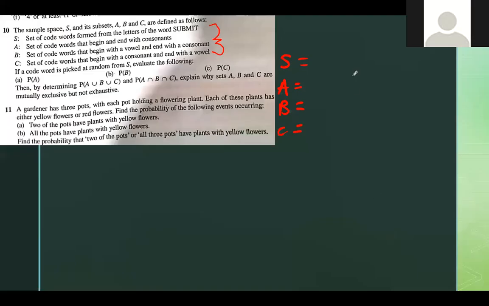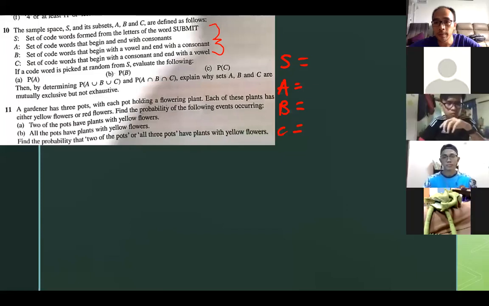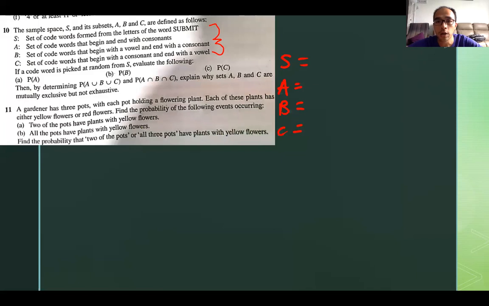Okay, sir. So, let's go back to this. So we are having S. Okay, we are having S as how much? 488, right? Oh, no, 288. S, oh, S is 720. Sorry. S is 720, A is 288, B is 192, and C is 192.